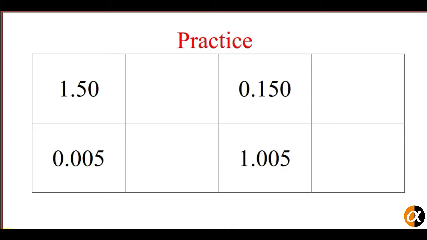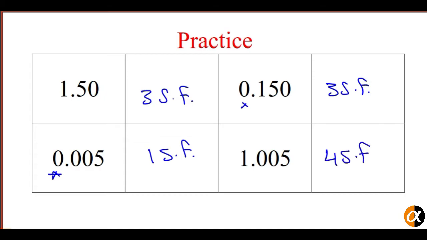As a practice here, we have 1.50, so these are 3 significant figures. These 3 again are 3 significant figures. This one is not counted. 0.005, this one is 1 significant figure only because there are no significant figures before it. 1.005, this now turns into 4 significant figures.